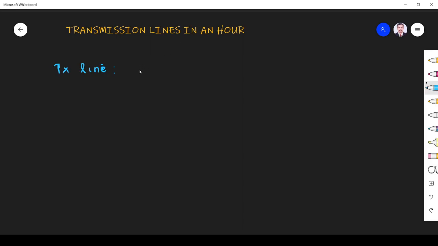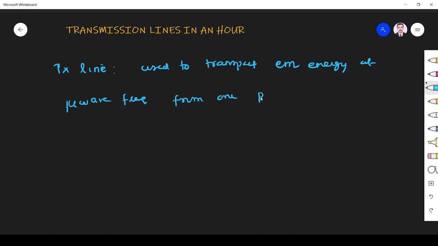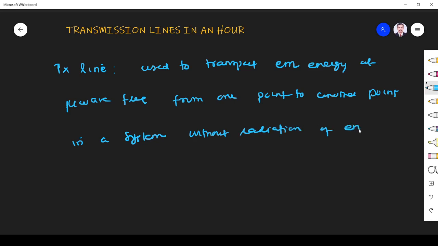Actually transmission line is a device which is used to transport EM energy, electromagnetic energy at microwave frequency from one point to another point in a system without radiation of energy taking place. Fine. So this is the definition.